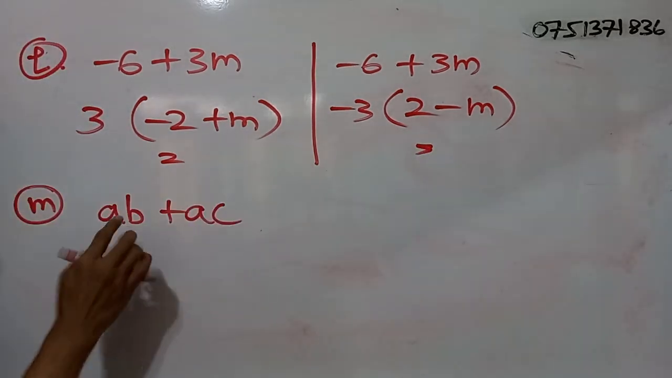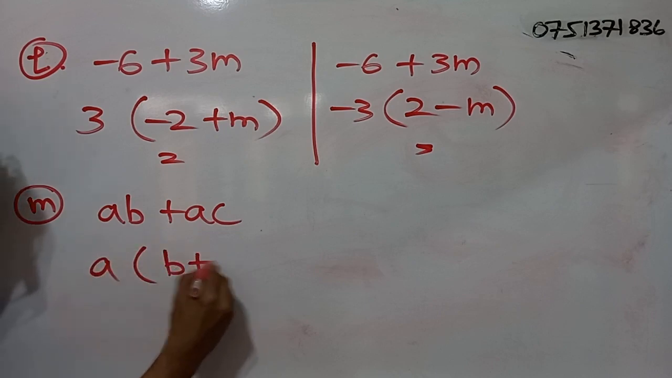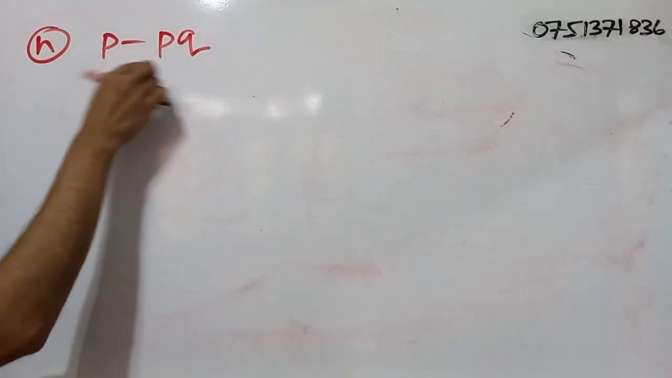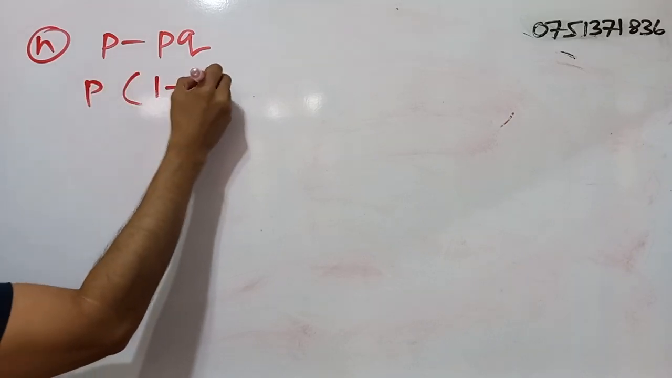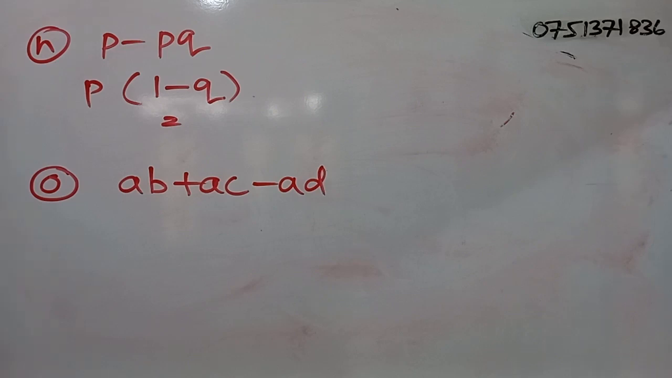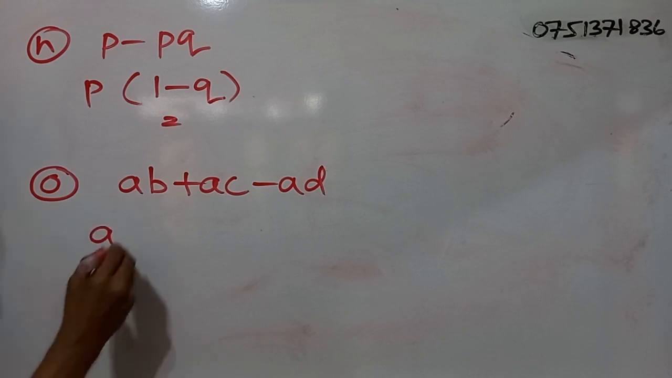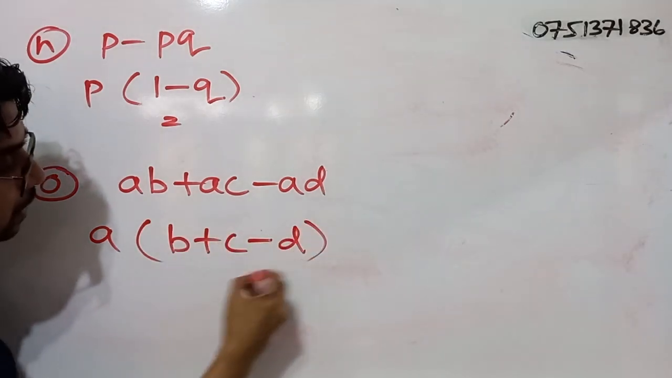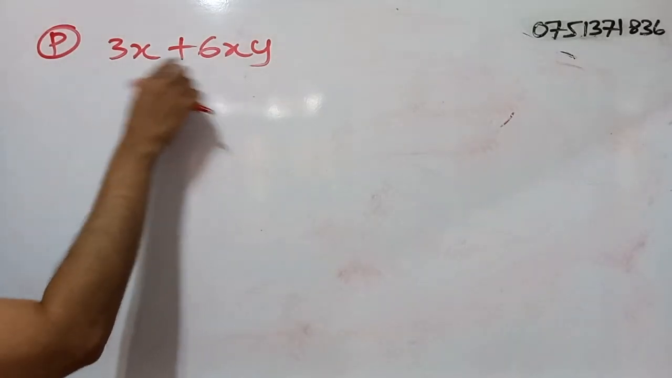Simple n. So we have 2 terms. So what is the common factor? A. So what goes inside the brackets? B plus C. So this will be the answer. Simple n. So what's the common factor? Simple P. What goes inside? 1 minus Q. Simple O. So here we have 3 factors. So we can pick simple A as one factor. So what goes inside? B plus C minus D.